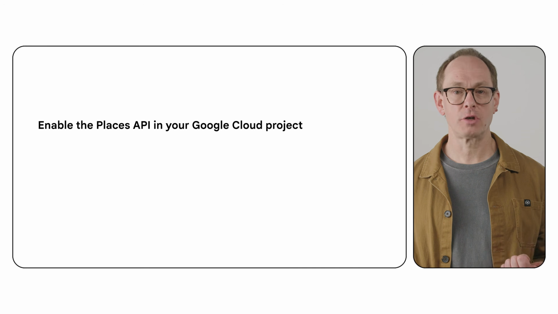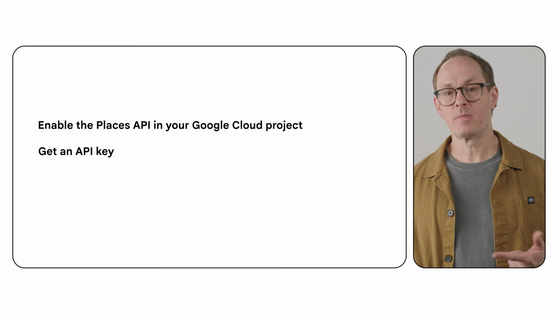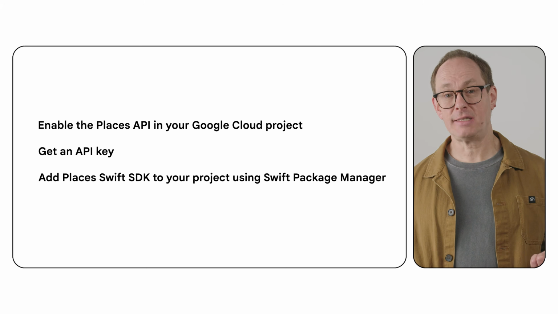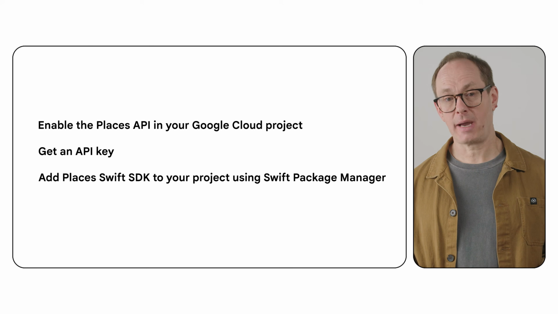As a reminder, to get started, all you need to do is enable the Places API in your Google Cloud project and get an API key. Then add Places Swift SDK to your project using Swift Package Manager.